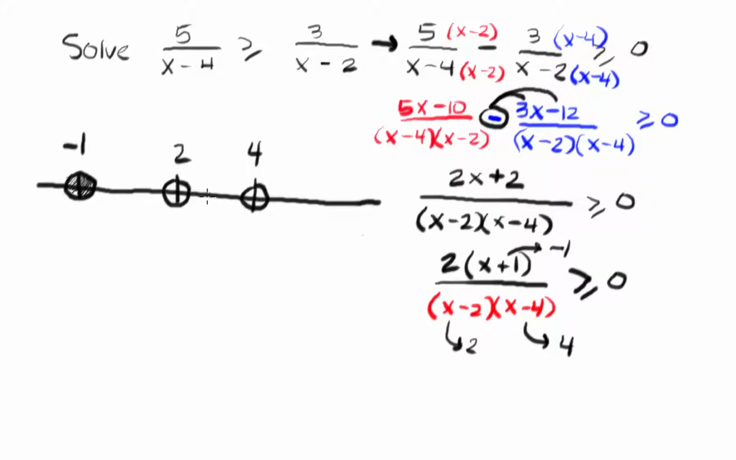And then these two guys we're not going to shade in. So we're not going to shade in the 2 and the 4 because they're restrictions. They're things that can't occur. Now this separates our graph into 4 regions. Region 1 right here, region 2 here, region 3, and region 4.